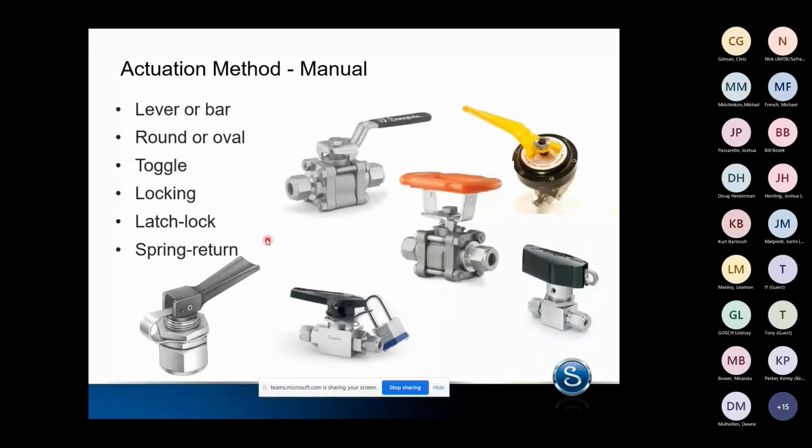So locking is this one. Latch locking is kind of this style. In order to actuate this valve, you've got to engage this locking mechanism into the valve handle, and that allows it to open up, or it allows the release of this coupling to allow it to actuate open or closed.